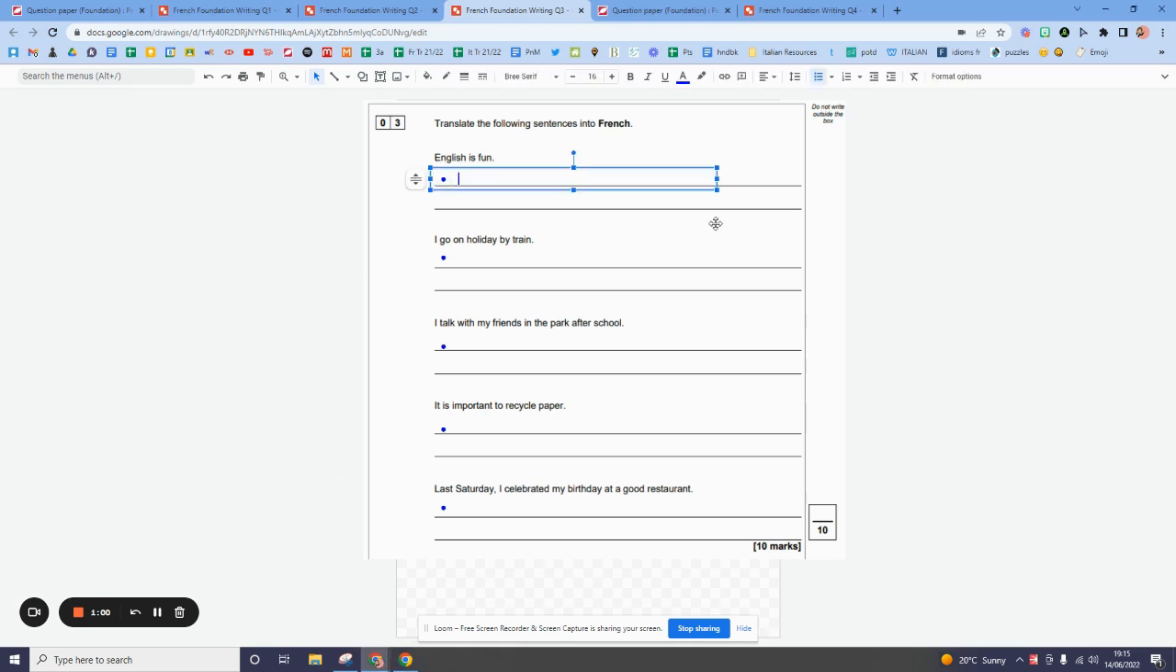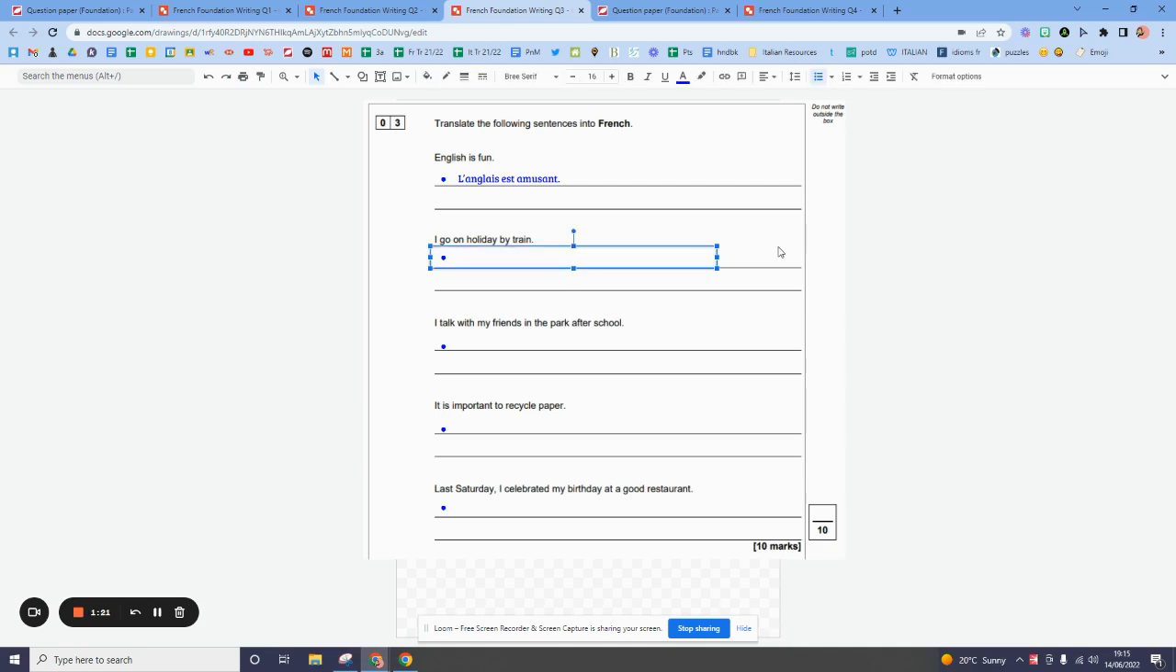Let's start with him. English is fun. English, l'anglais, whoops, don't need a capital A. Et amusant. Everybody's favourite French word, amusant. That was easy. I don't think I needed to explain that one too much. I think you'll always start with the first one and be like, woohoo, 1 down, 4 to go. I go on holiday by train.